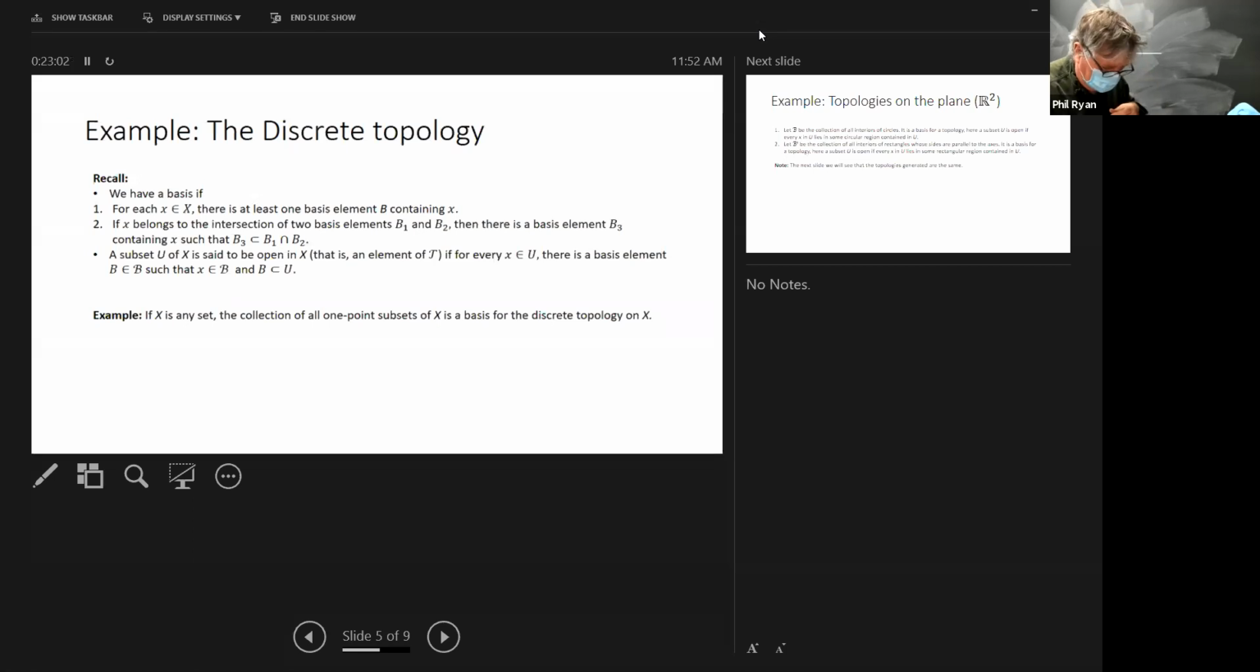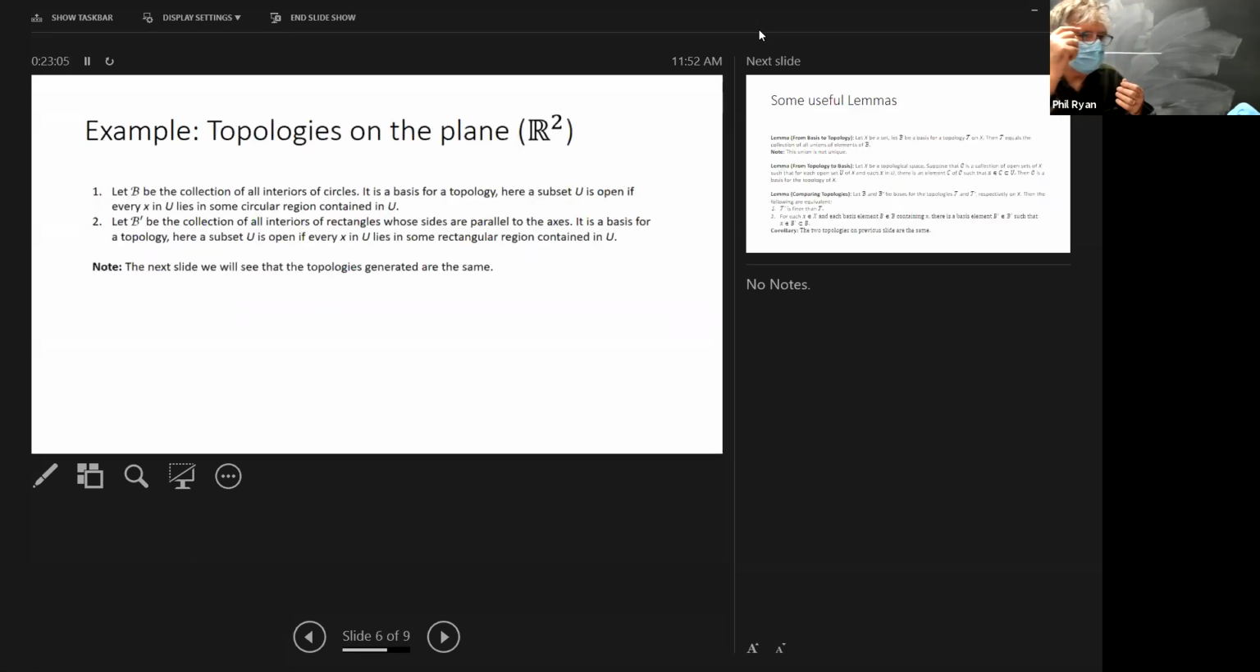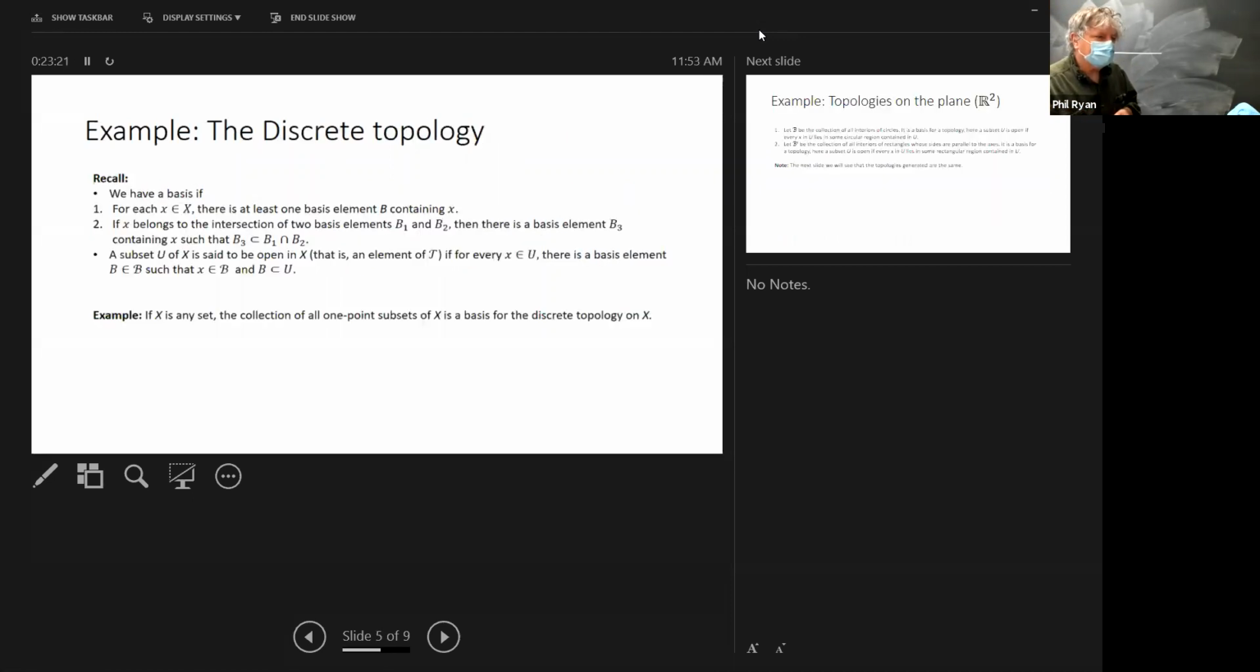So it's a basis. Why is it a basis? Given any point in R2, we can put a circle around it, and it's going to lie within that circle. So it satisfies condition 1. What's condition 2? Condition 2 says if x lies in the intersection of two basis elements, then there is a third basis element contained within that intersection.